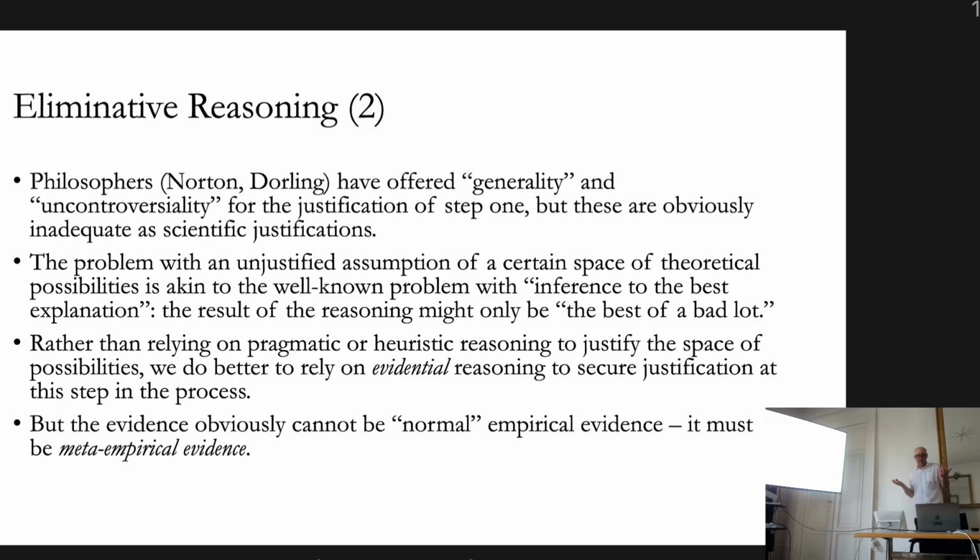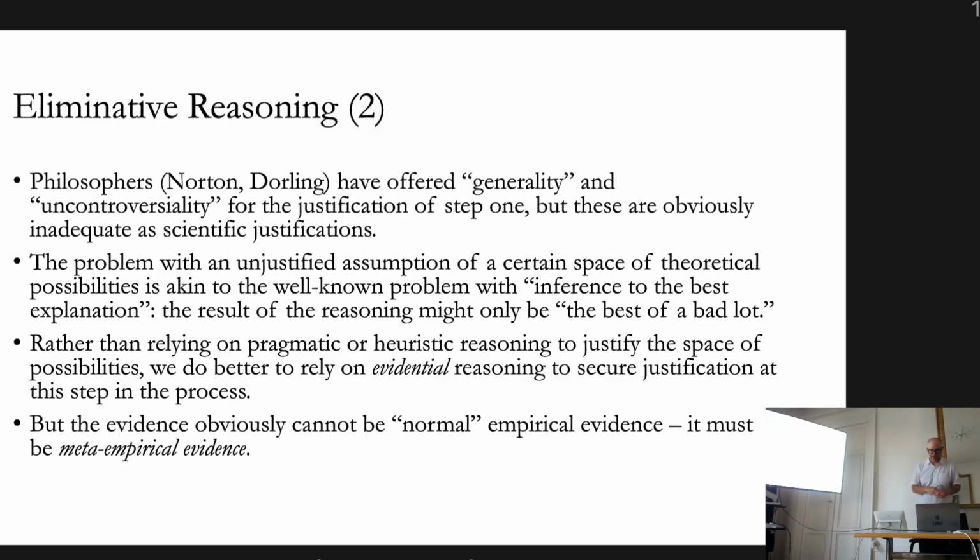So when I looked at what philosophers have said about justifying this first step, they say things like, well, we just assume that the space of theories has generality, or that we only include the uncontroversial ones. But I think these are inadequate as scientific justifications. At best, they're heuristic. And so we don't have a really good scientific justification for the whole process of eliminative reasoning without, I think, making some argument that's based on evidence.